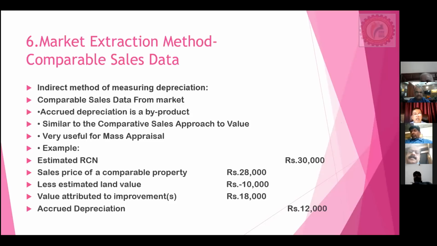Now this is an alternative way of arriving at the depreciation. That is the market extraction method of arriving at the depreciation. We have to collect the sale data of an old building. Then we have to arrive at the RCN, the replacement cost new, and minus that value we will get the depreciation. But don't forget to deduct the land value, because we are doing the depreciation only for the building, not for the land.